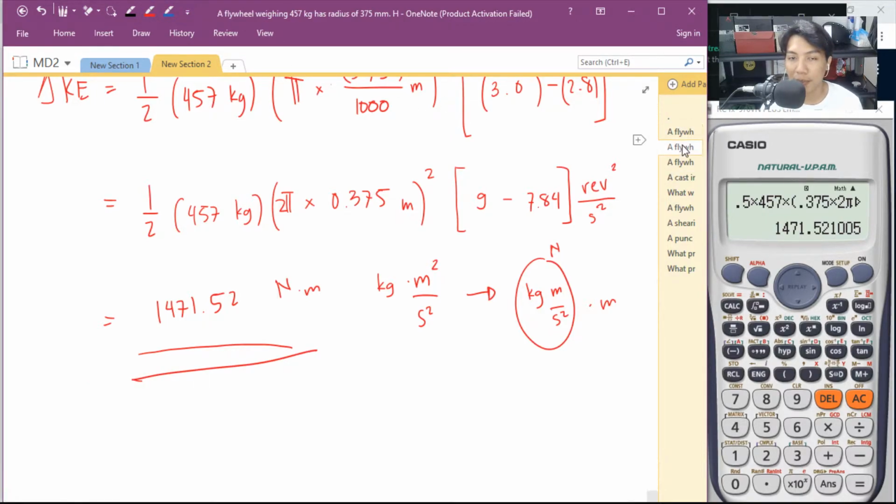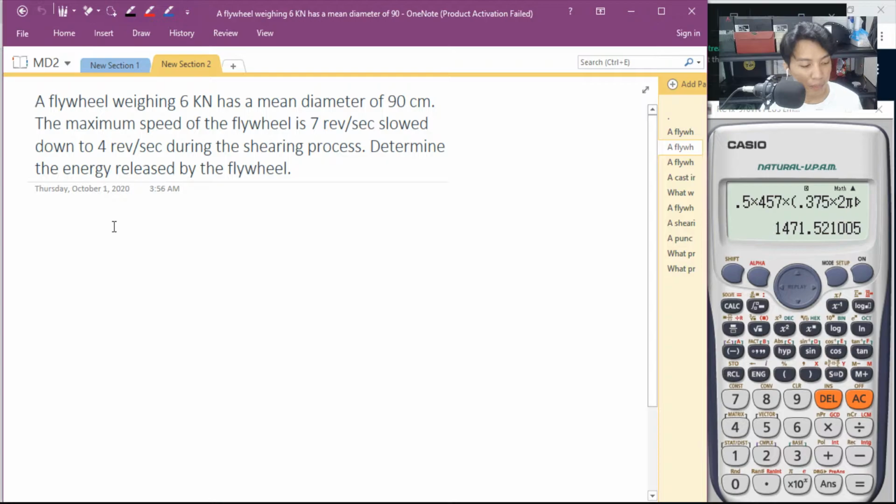How about problem number 2? A flywheel weighing 6 kilonewton has a mean diameter of 90 cm. The maximum speed of the flywheel is 7 revolutions per second. Is slowed down to 4 revolutions per second during the shearing process. Determine the energy released. So, parang katulad lang nung kanina. We recall again another formula nung KE niya. Diba? Is equal to 1/2.